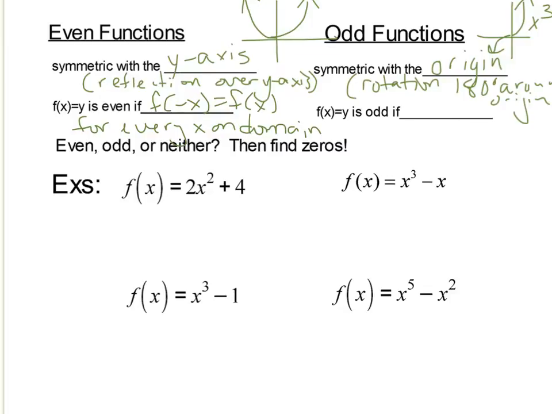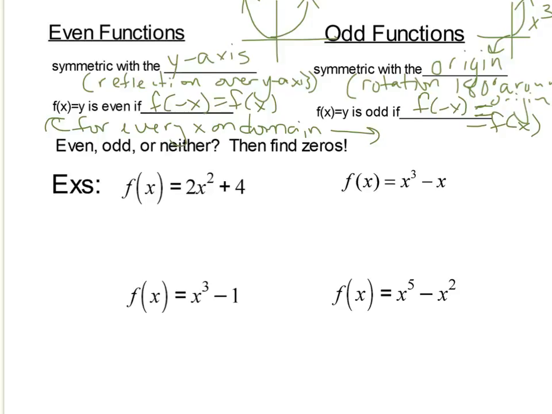All right, so f of x equals y is odd if f of negative x equals negative f of x. All right, so f of the opposite of x, I should say, is equal to the opposite of f of x, because if it's a negative x to begin with, then it's positive, so we should say opposite of. And again, for every x on the domain as well. All right, it has to be for every x, not just a few.